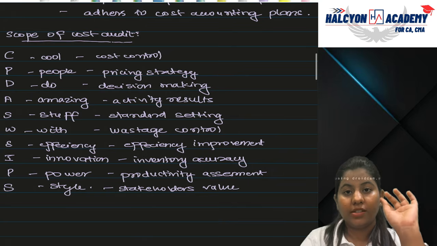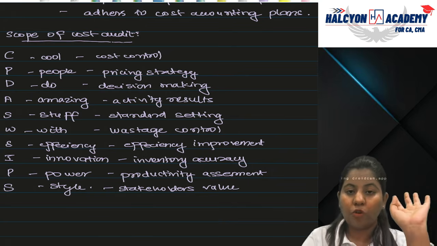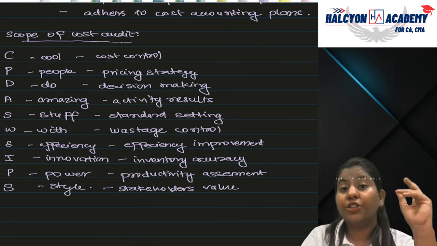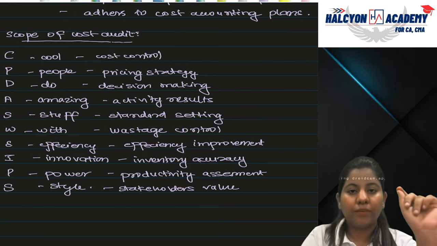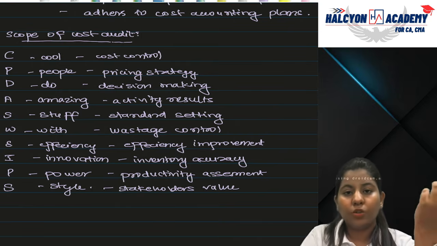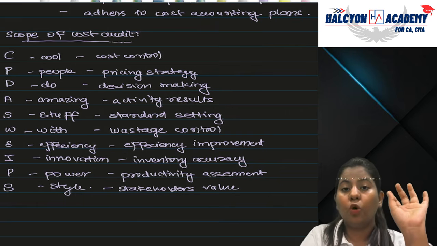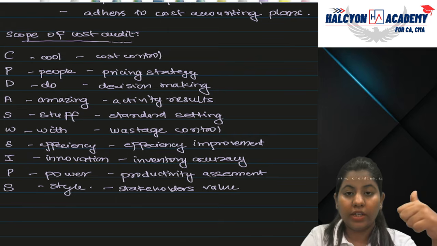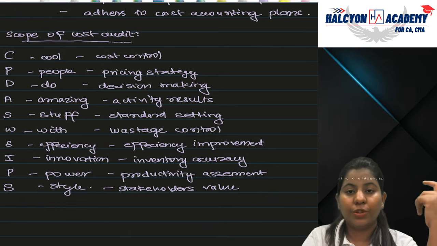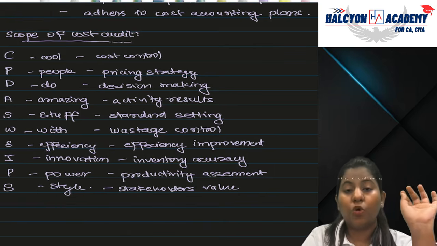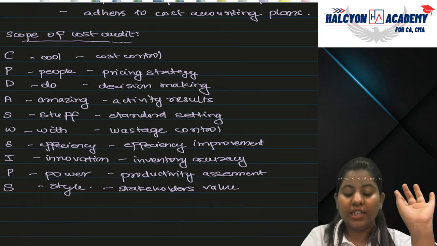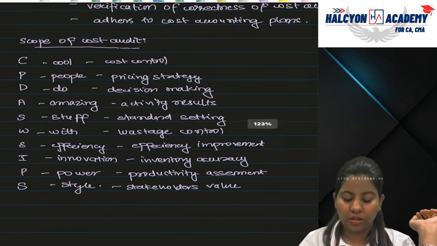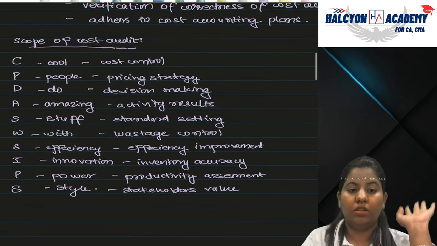So this was our first lecture, in which we studied the introduction of audit, then the nature of audit, nature of cost audit, what is cost audit and all, and then we studied the scope of cost audit. We have learned 3 topics today. First, audit. Second, cost audit, introduction to cost audit, meaning and purpose of cost audit, that is nature of cost audit, and then the scope of cost audit with a very nice memory trick. I hope it is clear to you all.